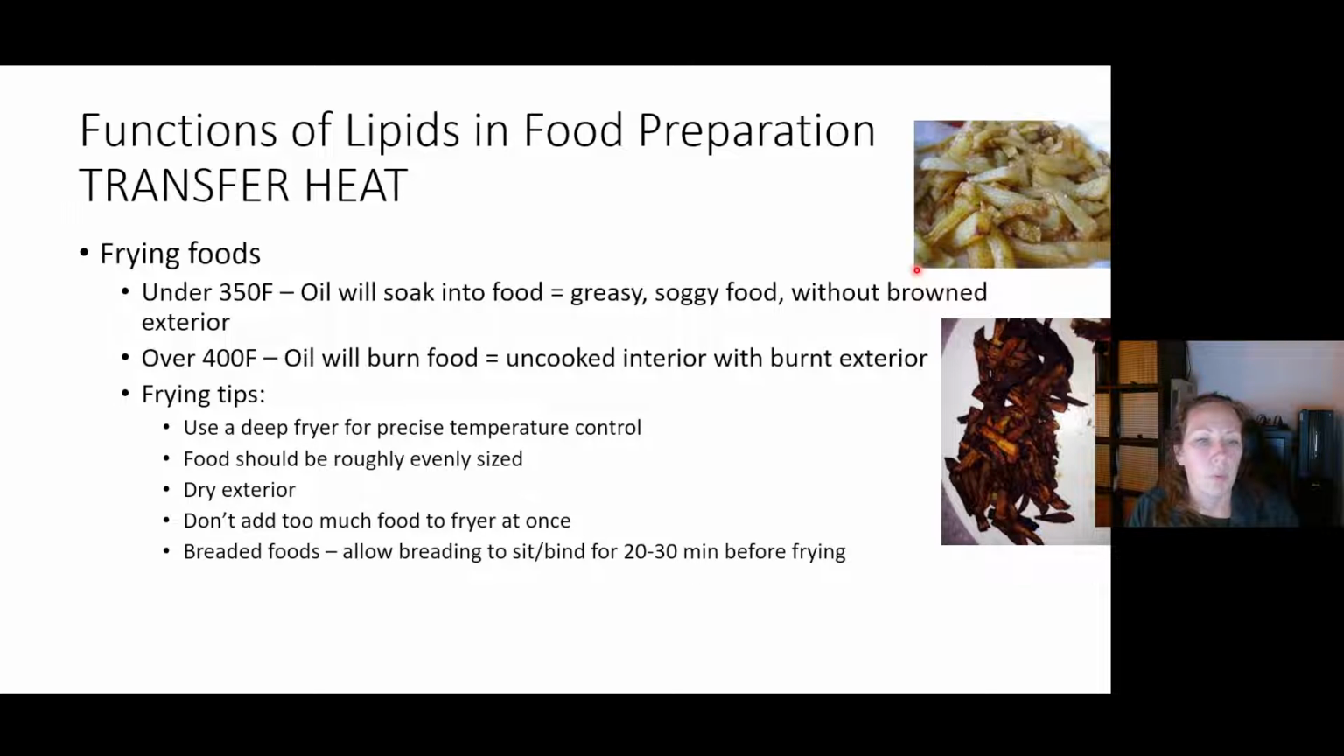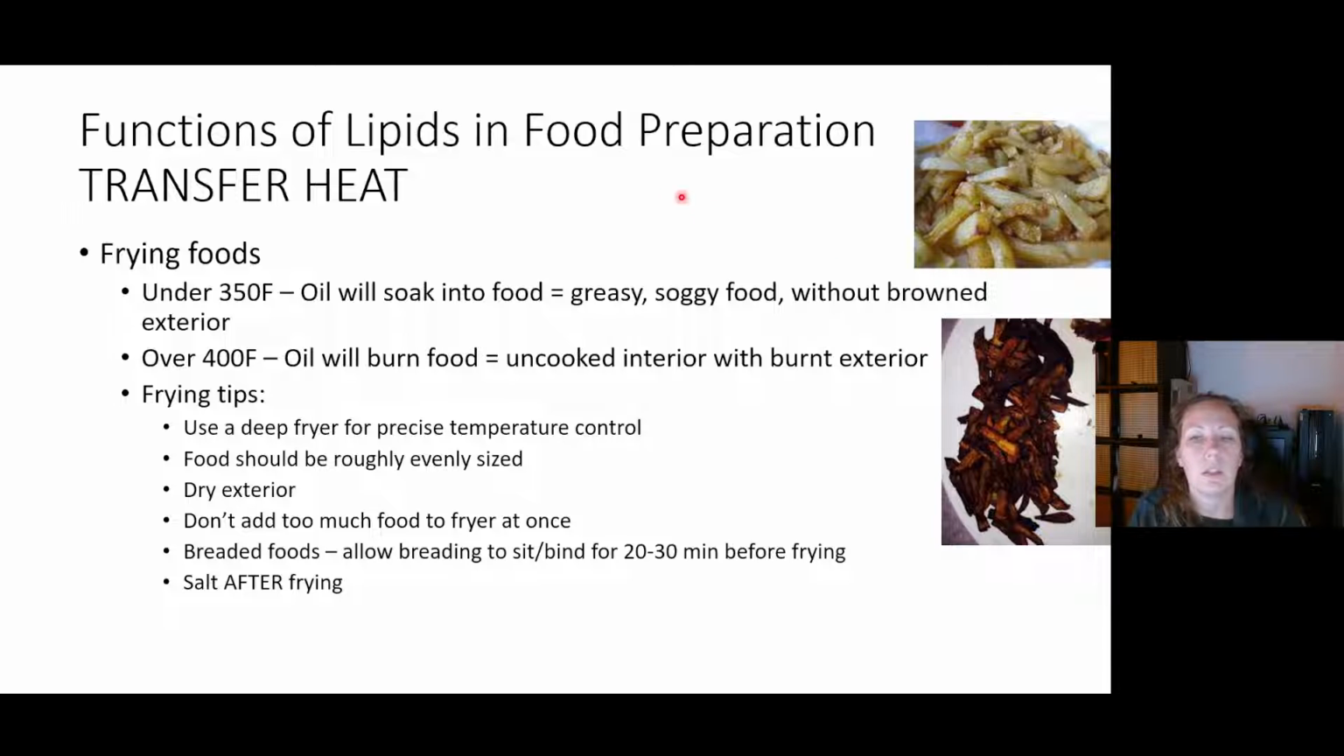With breaded foods, kind of going back to what we learned in our complex carbohydrates chapter, allow that breading to sit and the binding to occur for 20 to 30 minutes before frying. And finally, salt your foods after you fry them, not before.